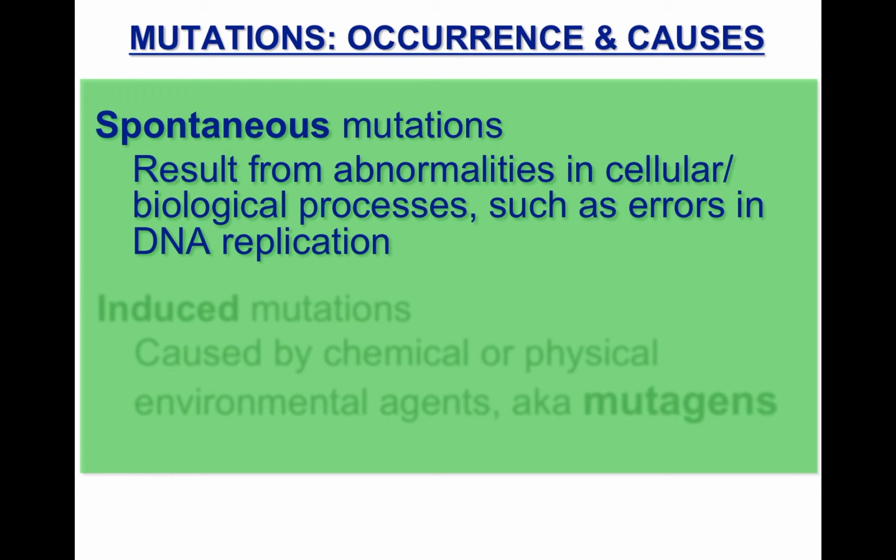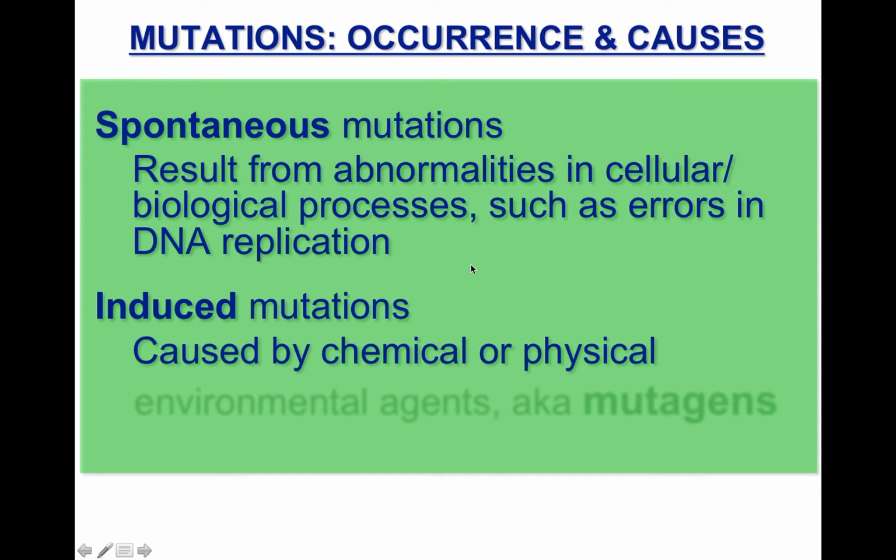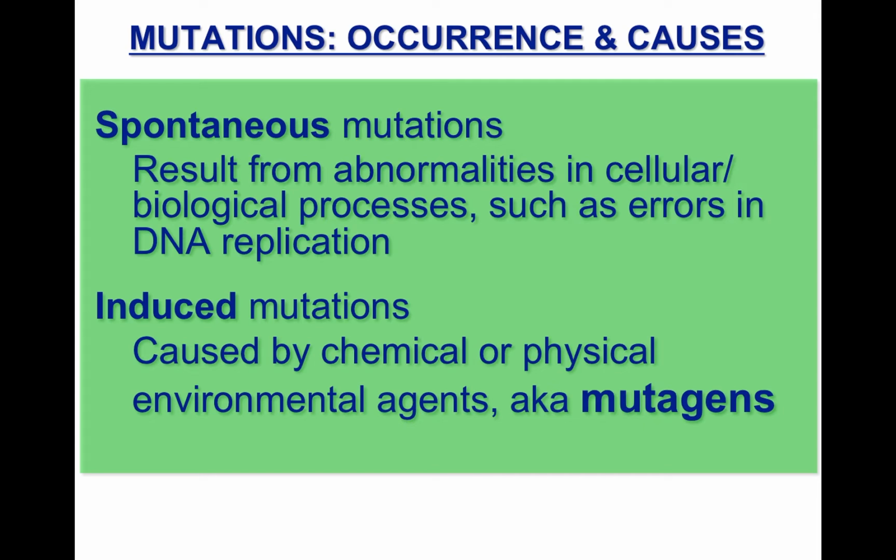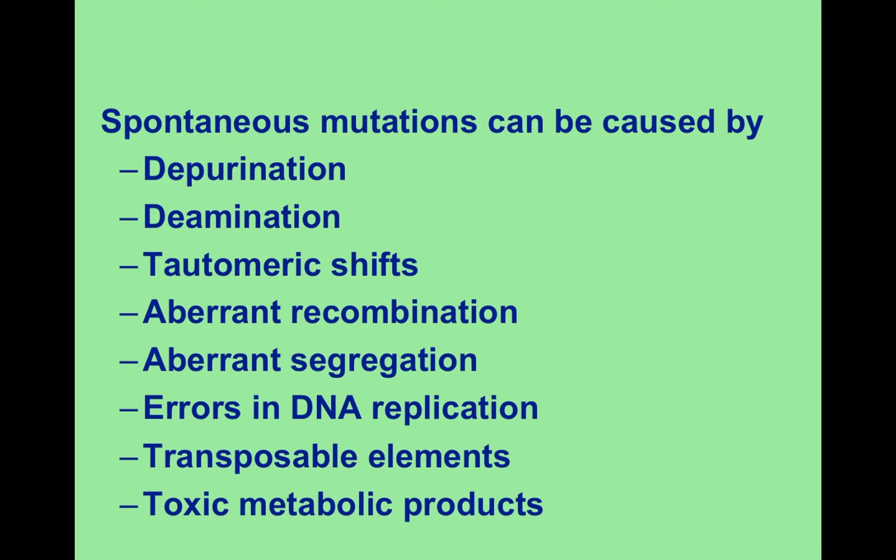Spontaneous mutations result from abnormalities in cellular or biological processes, normal processes, such as when you have an error in DNA replication. Induced mutations are caused by chemical or physical environmental agents, also known as mutagens. Spontaneous mutations can be caused by depurination, deamination, tautomeric shifts, aberrant recombination, aberrant segregation, errors in DNA replication, insertion of transposable elements, and toxic metabolic process. We're going to talk about these three in this lecture.